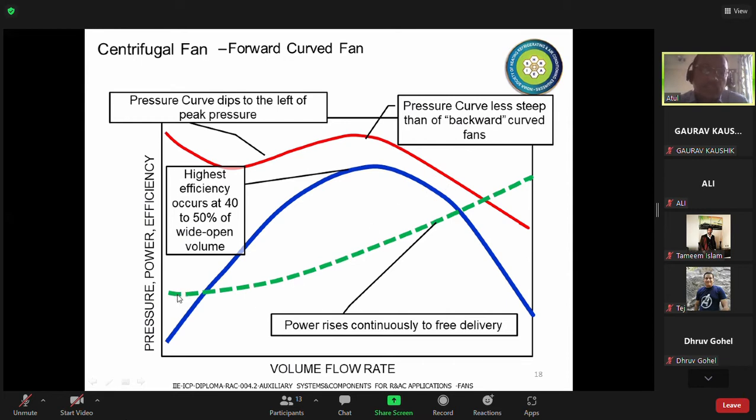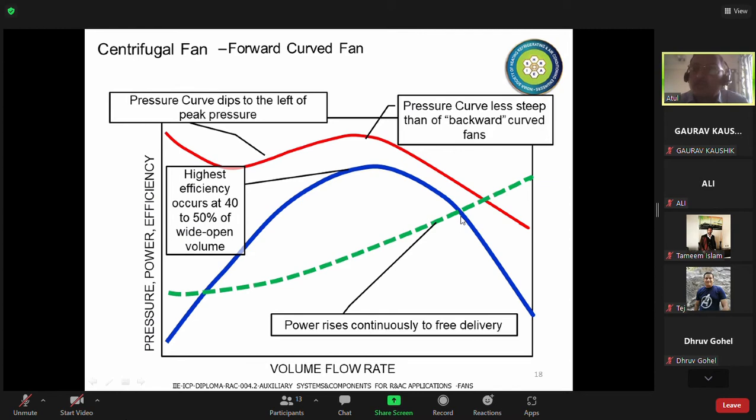Let's also discuss these green dotted lines. This green dotted line is telling about the power demand. This power demand rises continuously to free delivery. This is the overloading feature. If you do not have any constraint, any closed valve, or much pressure drop in the duct, and you're running a forward curve fan, then towards free delivery, as the flow rate keeps increasing, the power requirement also keeps increasing.